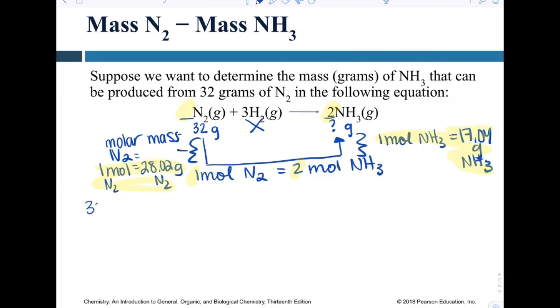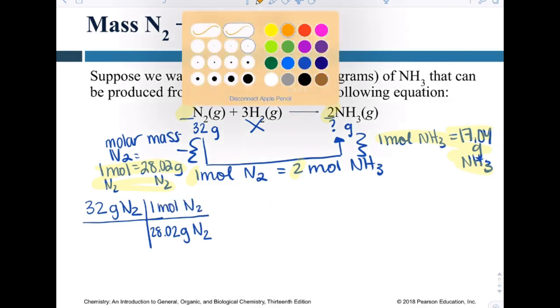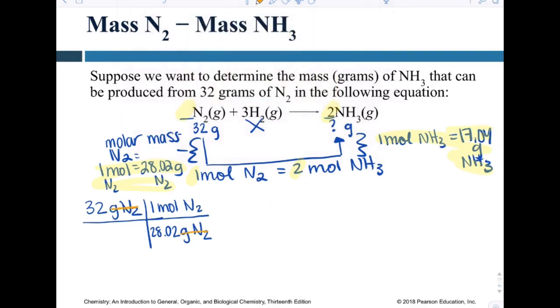Starting with the 32 grams of N2, I need grams of N2 to cancel, not just grams, but also N2. And so I need to put grams of N2 on the bottom. The number that goes with that is the molar mass, 28.02. It is equal always to 1 mole of N2. So notice my substance is exactly the same, but my units are different.